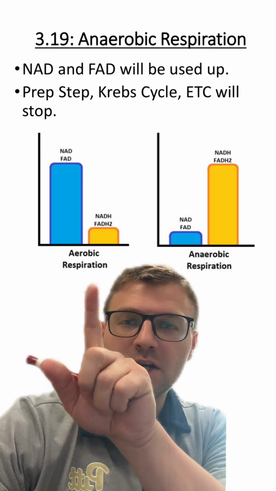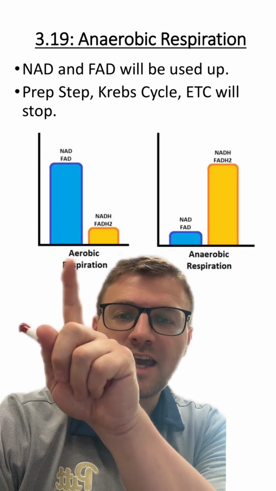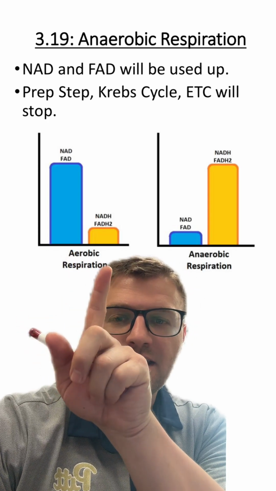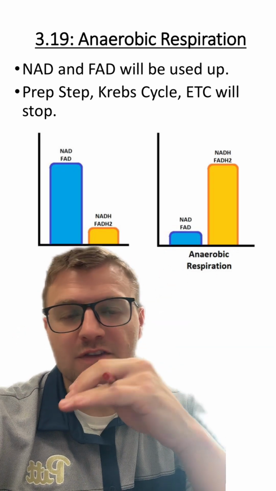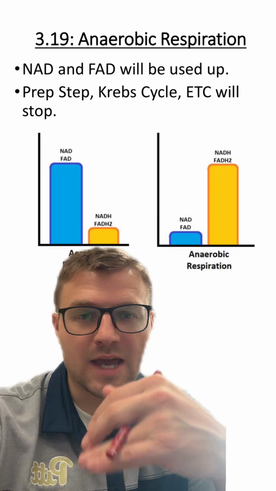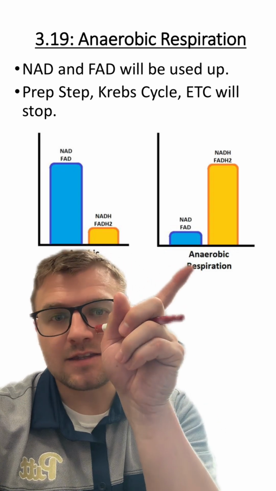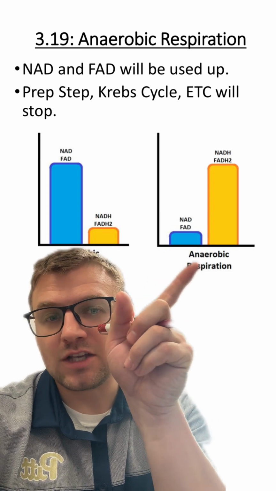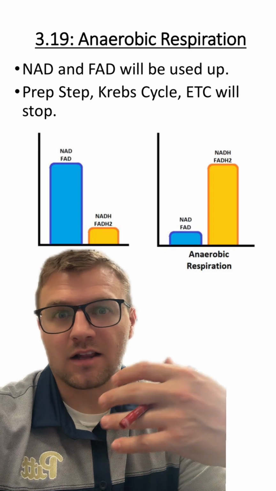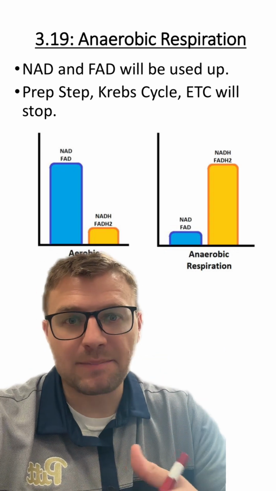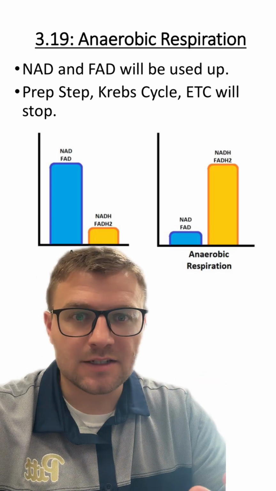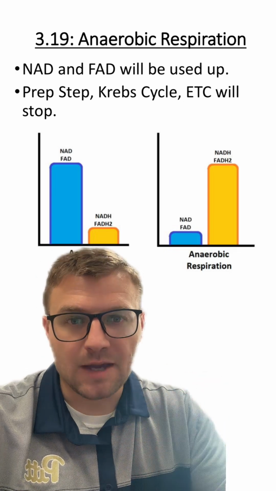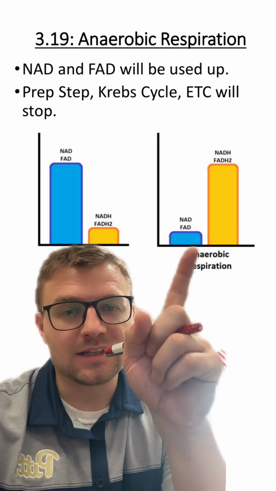During aerobic respiration, you're going to have high levels of NAD and FAD and lower levels of NADH and FADH2. However, during anaerobic respiration, the levels of NAD and FAD are going to dramatically decrease since the NADH and FADH2 molecules can't deliver their electrons. So again, since NADH and FADH2 can't be oxidized, they're just going to keep on building up until there's no NAD or FAD levels left.